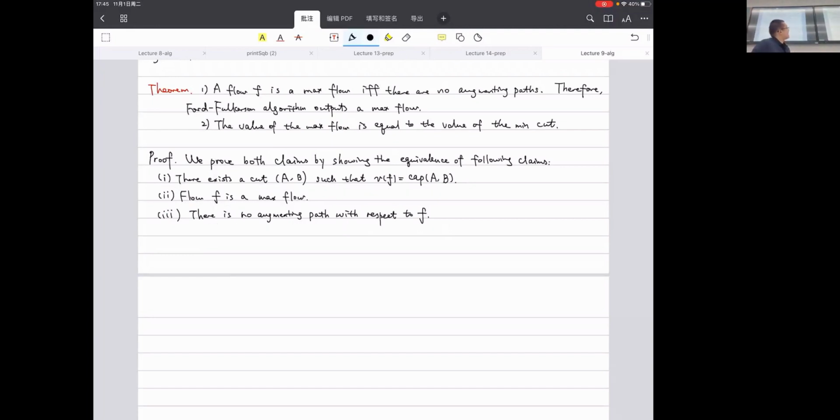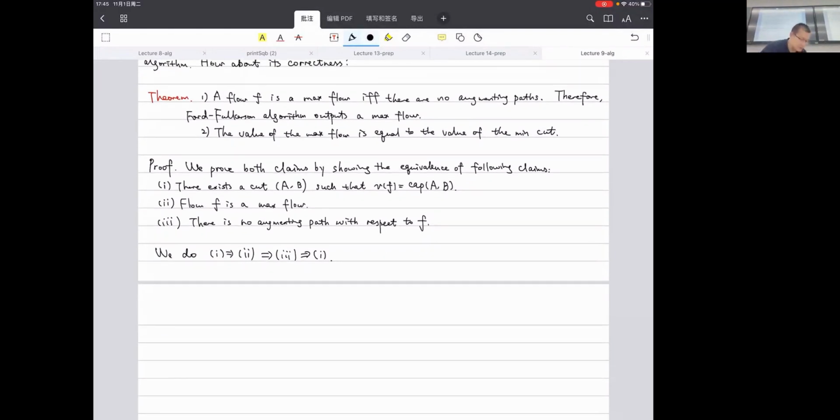So the remaining thing is that we need to show the equivalence of these 3 claims. And to show the equivalence, we do a kind of cycle argument. So we do 1 implies 2, 2 implies 3, and 3 implies 1. As long as we can finish the whole logic, showing that having 1 implies having 2, having 2 implies having 3, having 3 implies having 1, we are basically finished. So let's do this gradually.